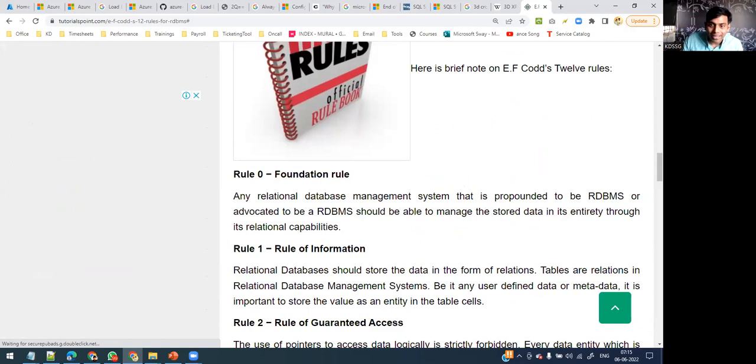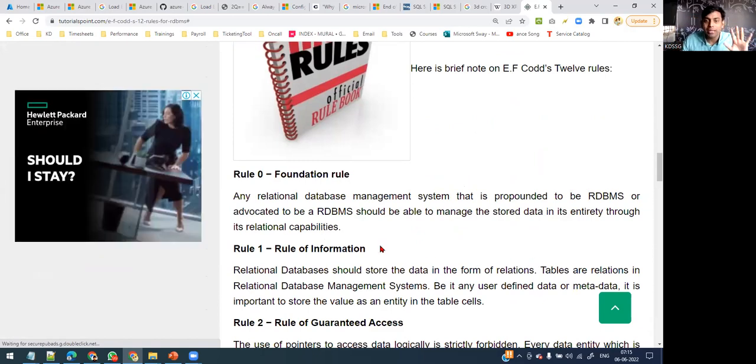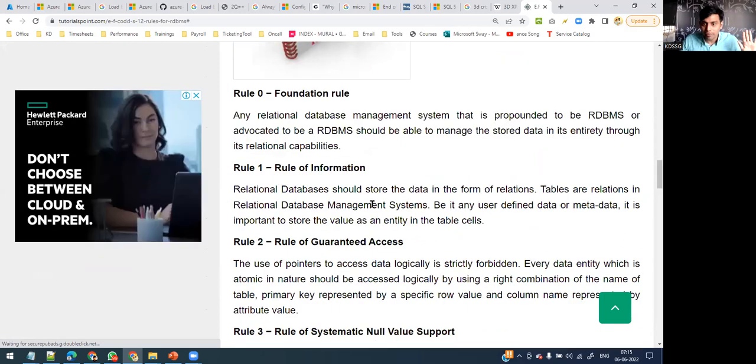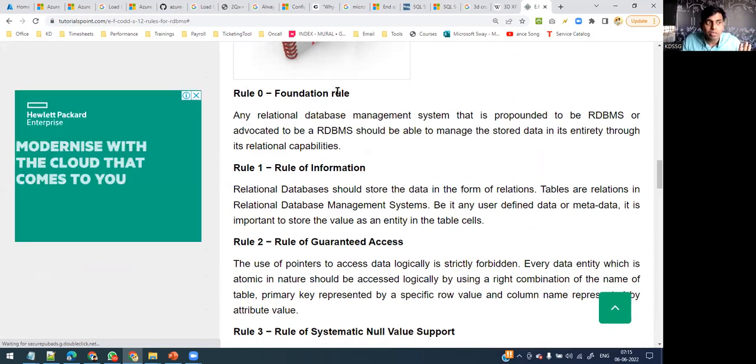This is not an RDBMS exam in your college now. This is not a DBMS or RDBMS paper. My intent is, I'm not going to show all the 12 rules, by the way. The first 2 or 3 rules we are going to read. If you are interested, I'll share this link, so later on you can read it, if you really are interested.